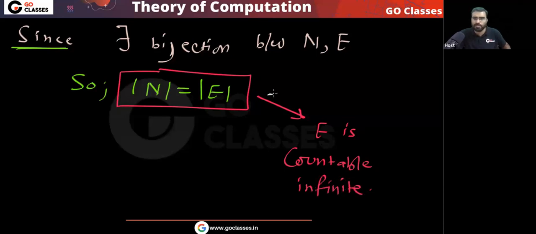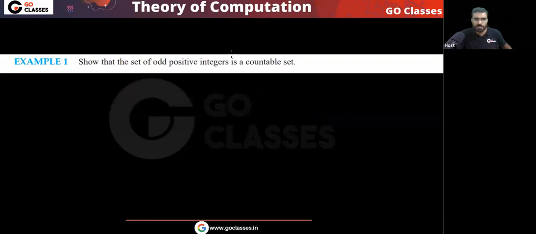So this is a very simple idea. This is how you can prove a set is countable or not. Okay, let's see this question. Tell me the answer. I want to prove that the set of odd positive integers is a countable set. How to do that?